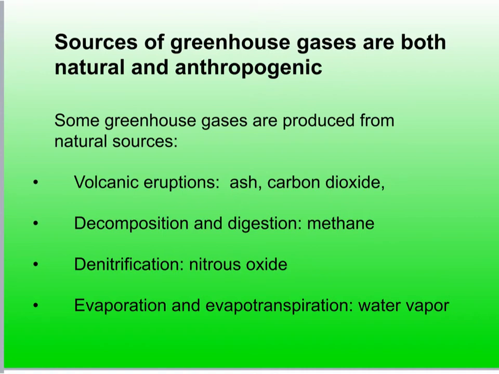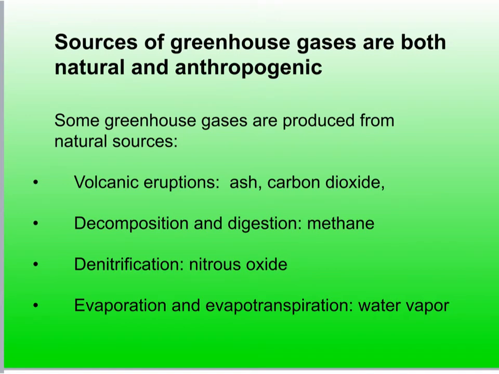So like volcanic eruptions, if you remember the eruption of 1991 that was in the Philippines, that volcanic eruption sent millions of tons of ash into the atmosphere, where it can absorb this incoming solar radiation and radiate it back into space and cause the Earth to become cool.